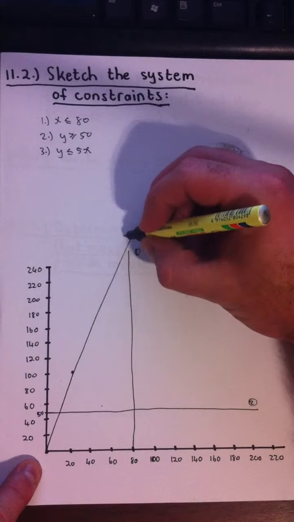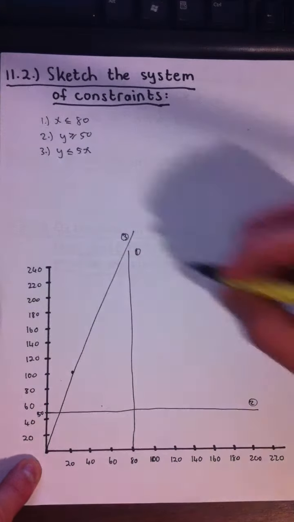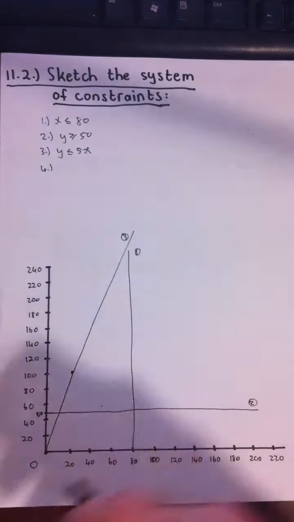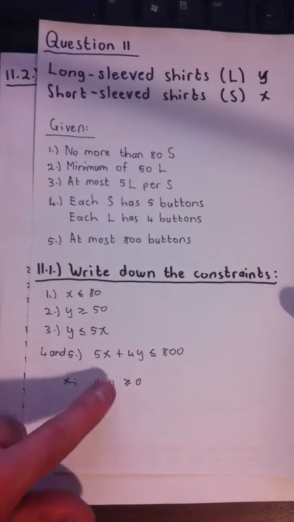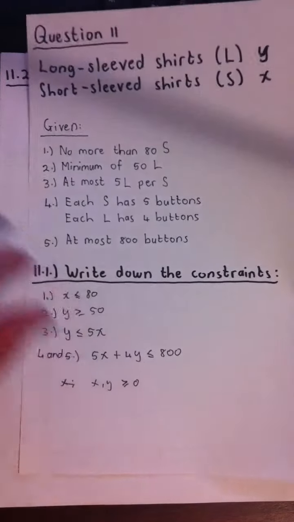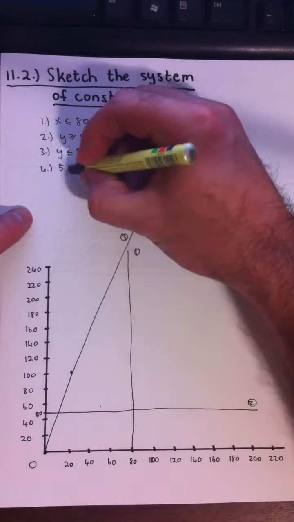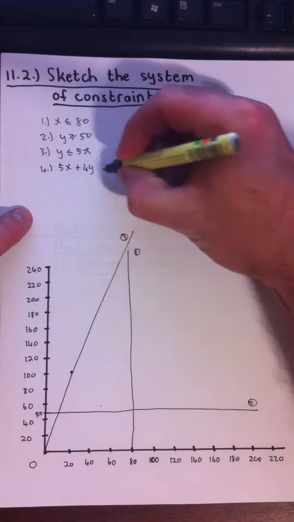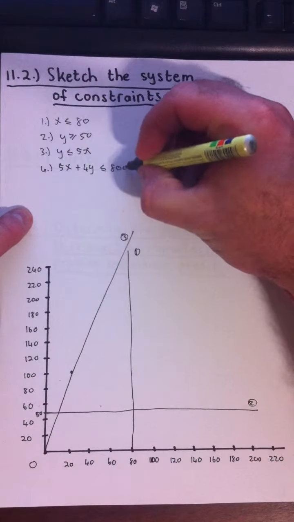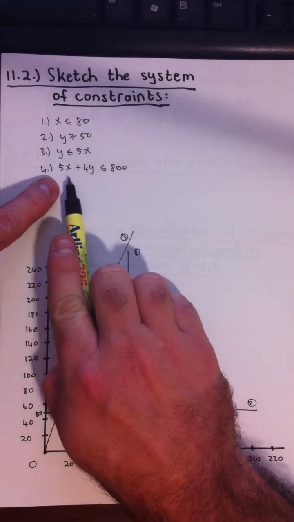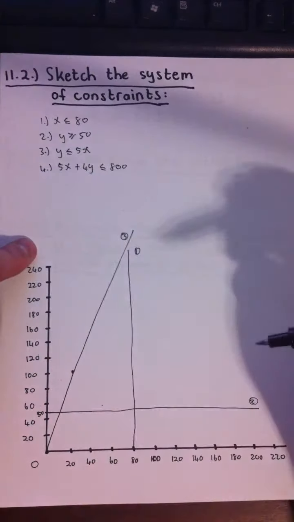And we'll call this number 3. Now the fourth and final inequality we have to draw is 5x plus 4y less than or equal to 800. Now the easiest way to draw one of these, just find your x-intercept and your y-intercept and connect those points.